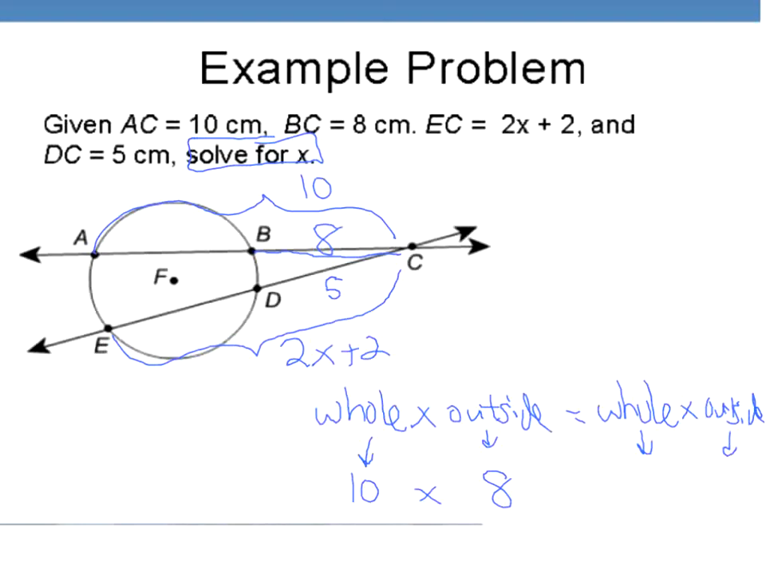Whole times outside. Instead of x, I'm going to do a dot though. Equals. Now on the bottom, what's the whole of the bottom? 2x plus 2. What's the outside of the bottom? 5. It just becomes a multiplication problem. This is Algebra 1, just a couple steps to solve, and you will be all done. So take about 30 seconds, finish it up. I'm going to walk the room, check on you. If you're at home, go ahead and type in your answer.